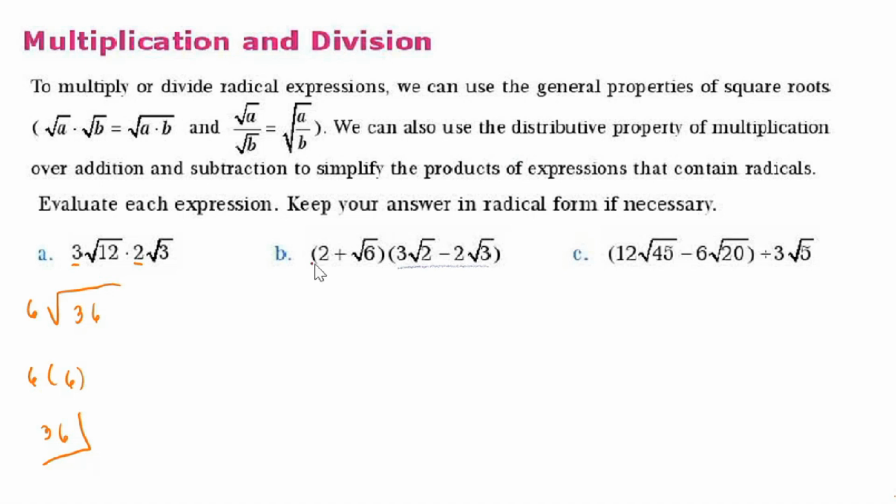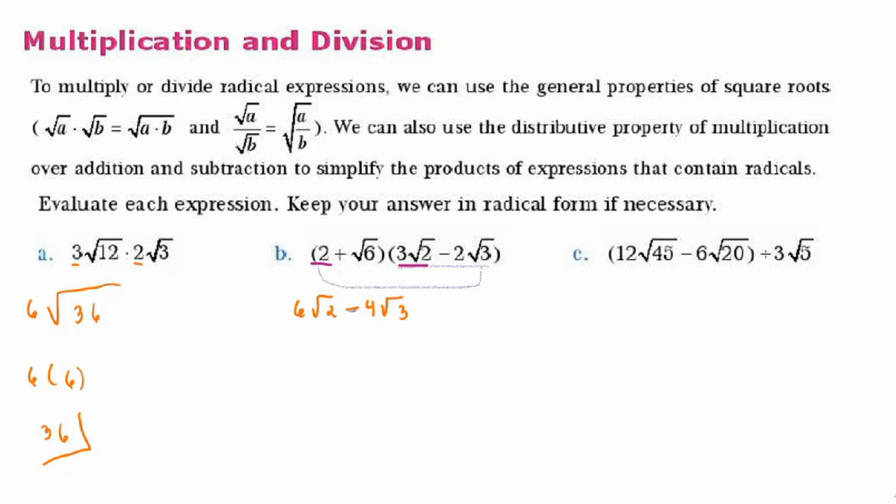First terms. The first term is 2 and this. These are the first terms, that's for letter F. So what's the product for that? 2 times 3 square root of 2 is equal to 6 square root of 2. And then for the outer terms, the outer terms are this one and that one. So we have 2 times negative 2 square root of 3, whose product is negative 4 square root of 3.